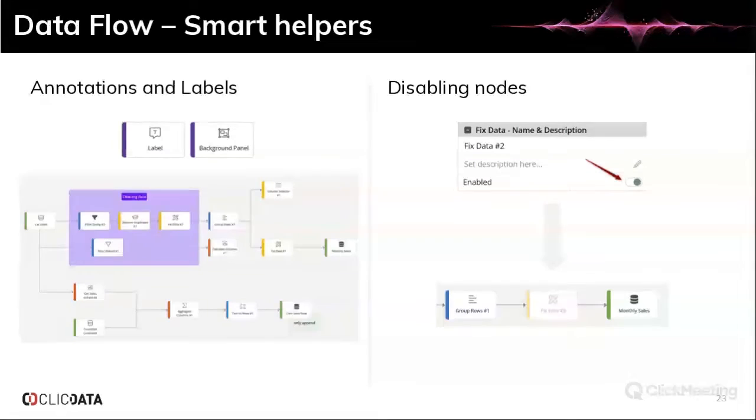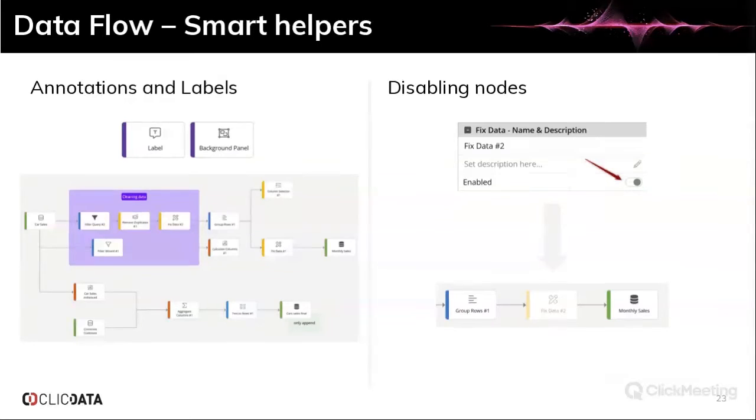On data flow, we have also added what I call smart helpers. So last week, we released the annotations and labels. This is also a feature that has been highly requested. It helps you organize your flows into logical blocks. The background panel is really just as it says, a background panel that you place where you want, and you shape the way you want behind some nodes, and then you can annotate that to make clear that these nodes perform a certain type of operations, for example.